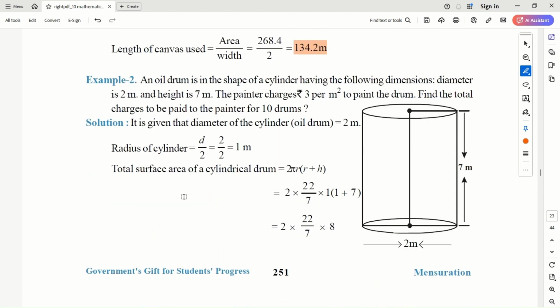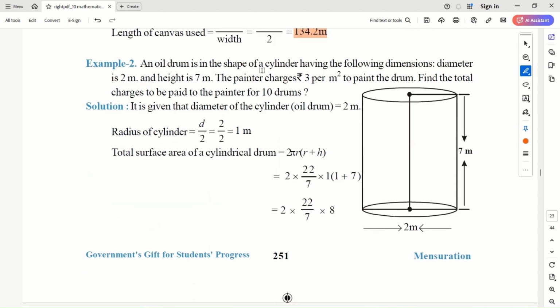Okay, next. An oil drum is in the shape of a cylinder, having the following dimensions. Diameter is 2 meters. Height is 7 meters. The painter charges 3 rupees per meter square to paint the drum. Find the total charges to be paid to the painter for the drum. Given this is the diameter, so radius is 1 meter.